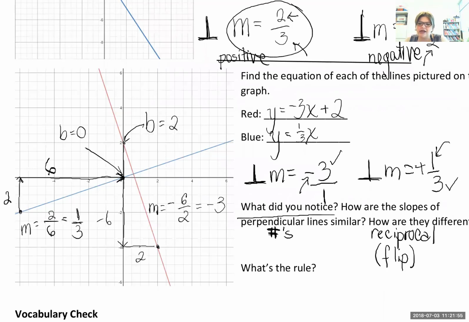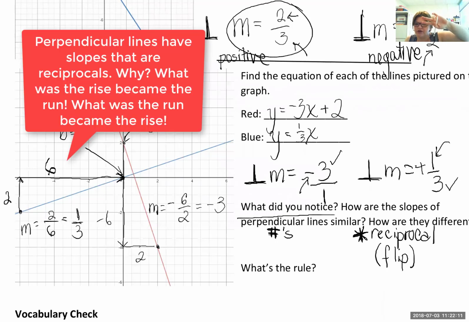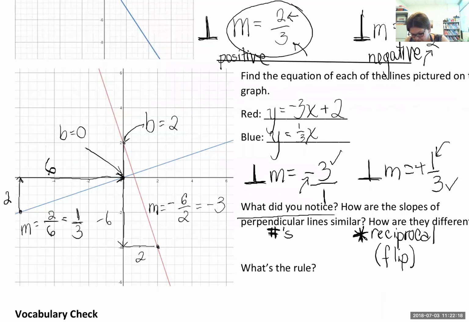And so we can see that perpendicular lines are similar in that they have the same numbers, but they're different in two ways. First of all, they're reciprocals. They're flips of each other. The numerator comes to the denominator and the denominator comes to the numerator of the fraction. They're flipped upside down. They're reciprocals. That's what that math word means. And the second thing is that they are opposites. And when I say opposites, I mean they have opposite signs.